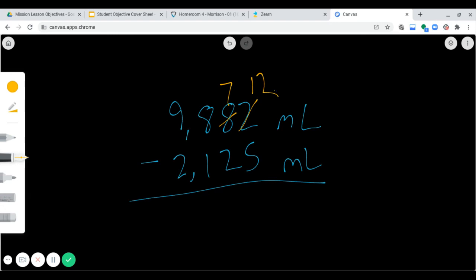I can subtract. 12 minus 5 is 7. 7 minus 2 is 5. 8 minus 1 is 7. And 9 minus 2 is 7. Put my comma there, label it. So how much do they have left? Should be 7,757 milliliters. Okay, so 7,757 milliliters.